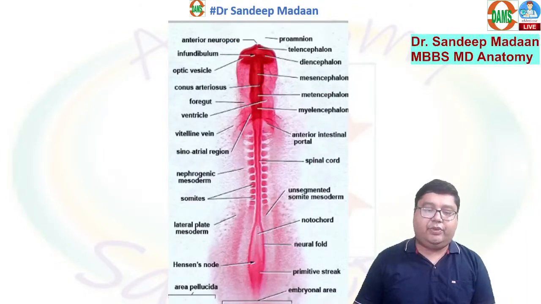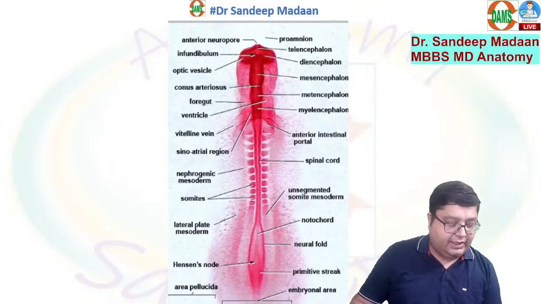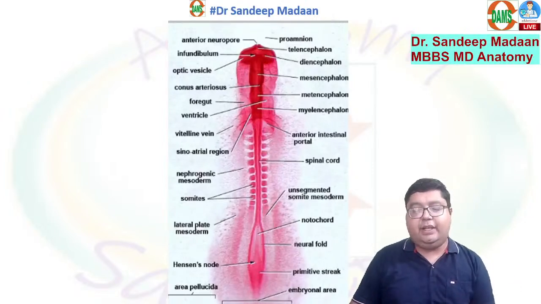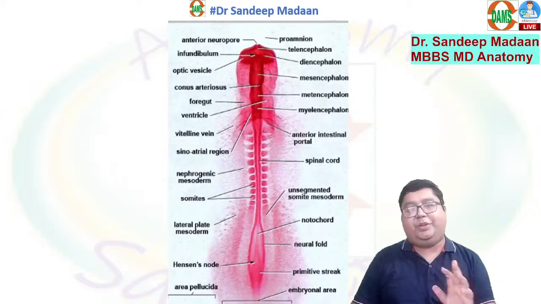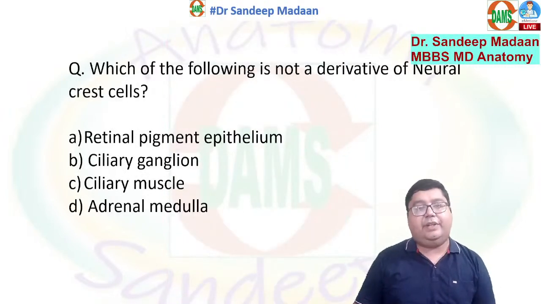Now this is what I have provided you with, the whole of this marking and labeling, so that if you see that the marking was somewhere else, you can see what structure was marked. Accordingly, that would have been the answer, and according to the recall I have got, neural fold can be the answer. Okay. Next question, the derivative of the neural crest cells.